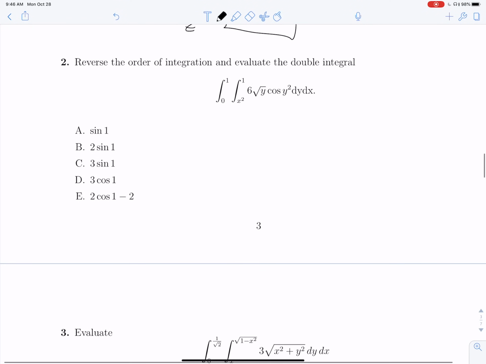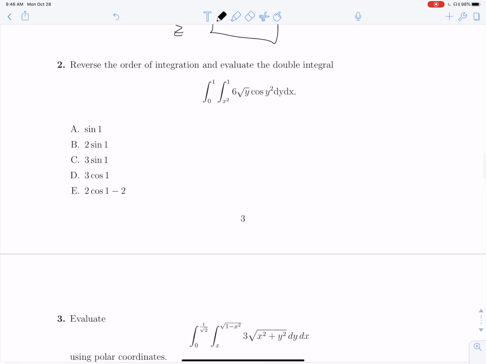Okay, moving on to question 2. We're reversing the order of integration of this double integral right here. How they make these work is that you're given an integrand in here that doesn't work with u substitution, and we're putting it into a form where it does work with u substitution.